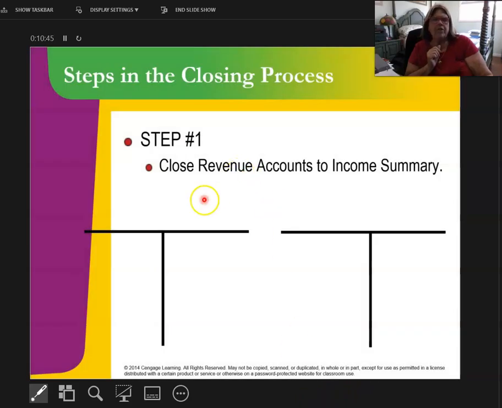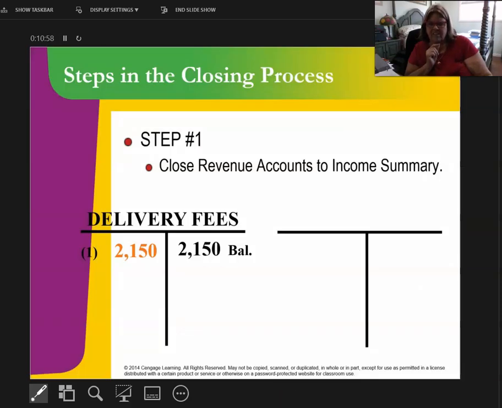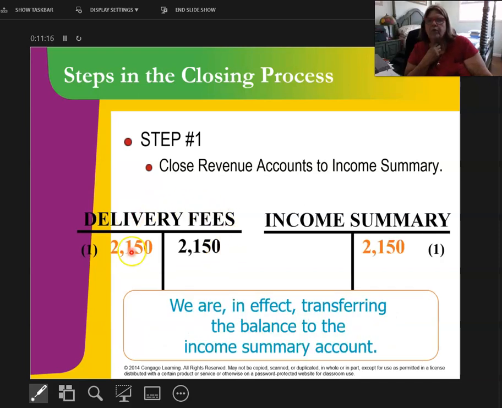First one, I'm going to close my revenue accounts to income summary. What that means is this. If my revenue accounts typically have a 2150 credit balance, this is my balance in my account. In order to close it, I have to have a debit. So the normal balance for revenue is credit, so I will debit this. Now the balance will be 0, and I will credit income summary. We're just transferring our revenue into income summary.